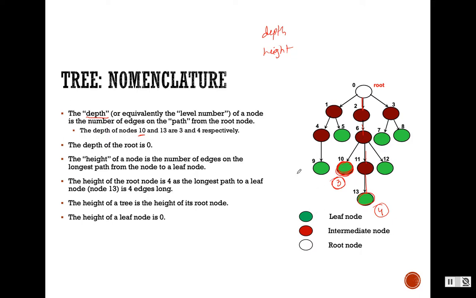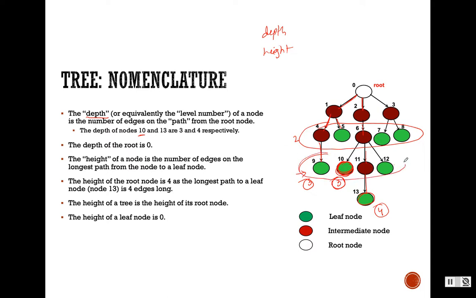Okay, so what about node 9? Node 9 has 1, 2, 3, so node 9 also has depth 3. And here you can see that they are in the same level, so they are in the same depth. So nodes 9, 10, 11, 12 all have depth 3. Here 4, 5, 6, 7 and 8, all of them are at depth 2. You can check that 1 and 2 also have depth 2.